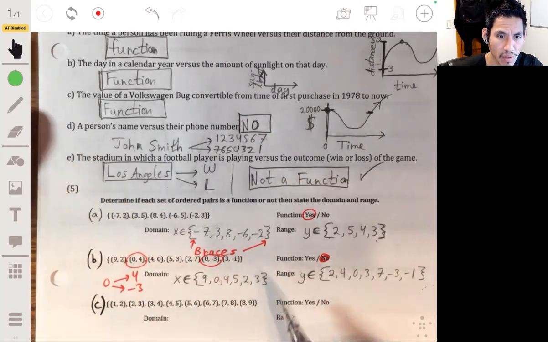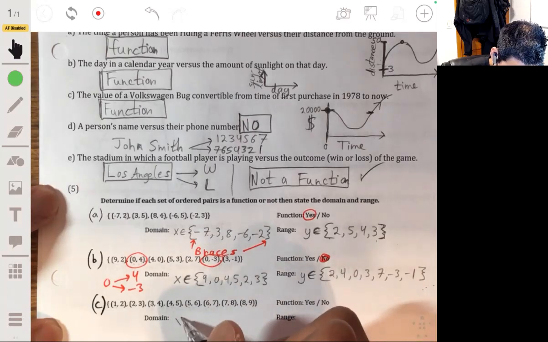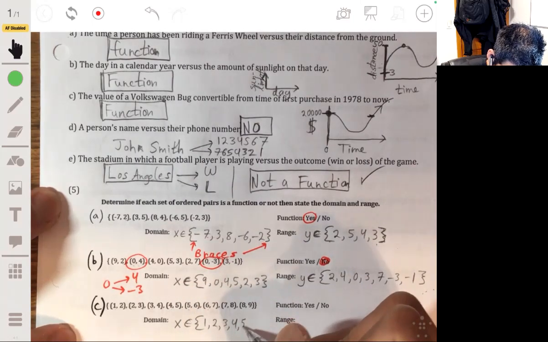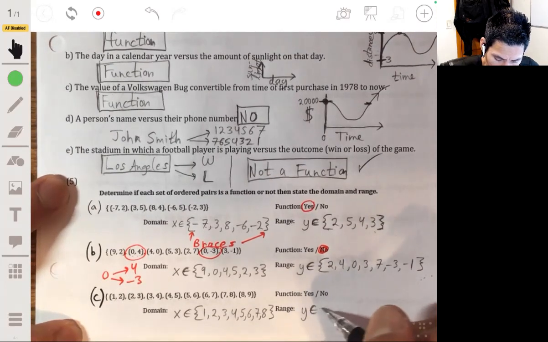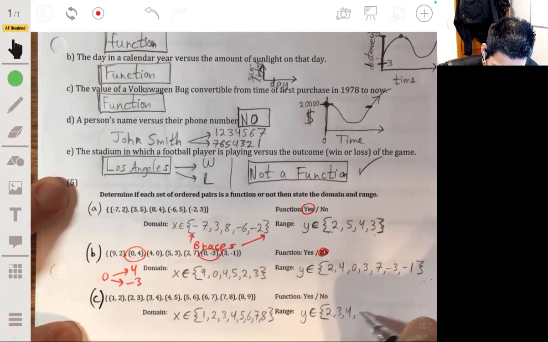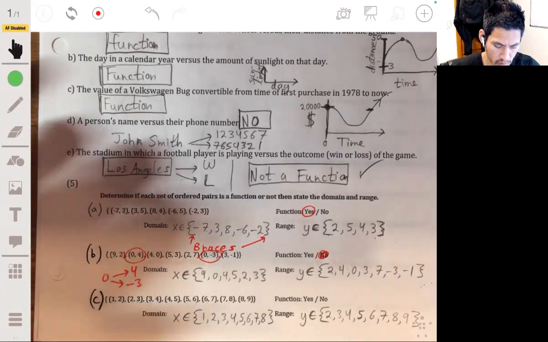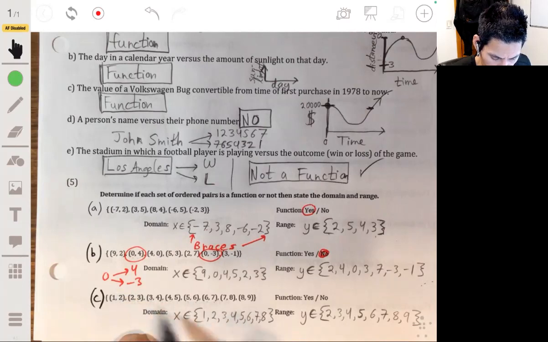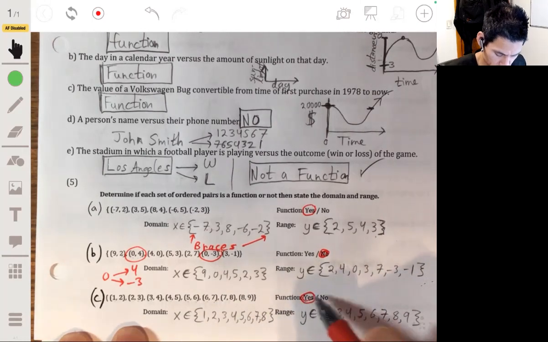All right, one more. C, the domain would be 1, 2, 3, 4, 5, 6, 7, 8. Again, we use our braces. 1, 2, 3, 4, 5, 6, 7, 8. And the range would be the y values 2, 3, 4, 5, 6, 7, 8, 9. Now let's see if this is a function. This is going to be okay because since none of the x values repeat, there won't even be any possibility of a violation. So this will be okay for a function.